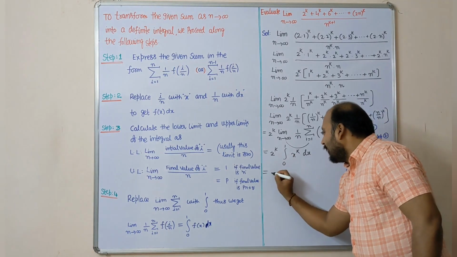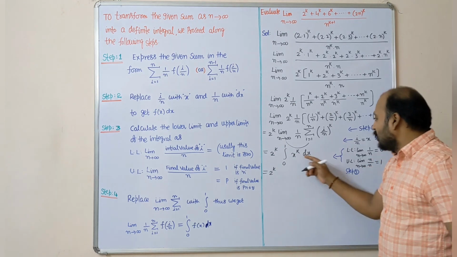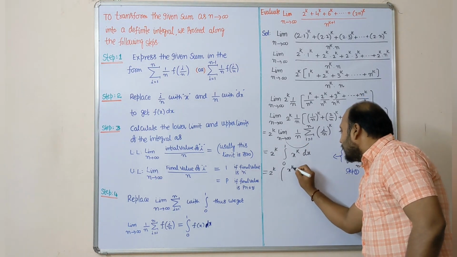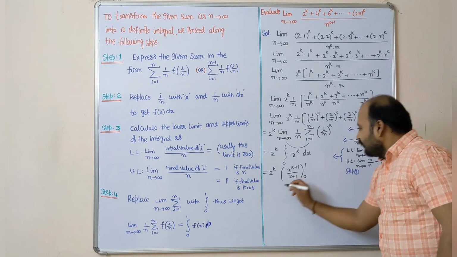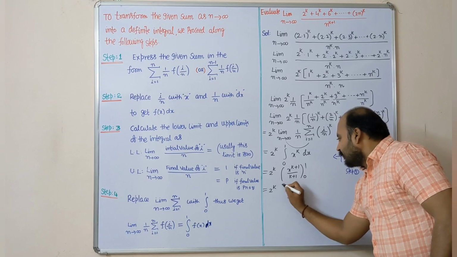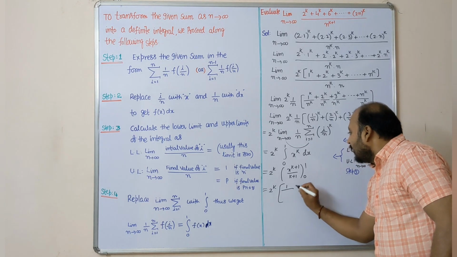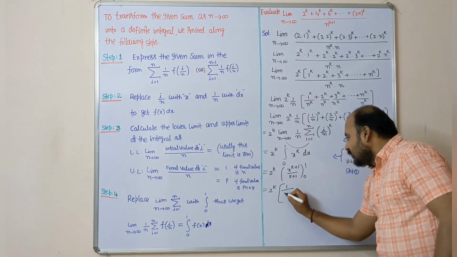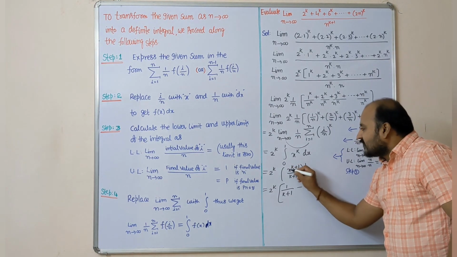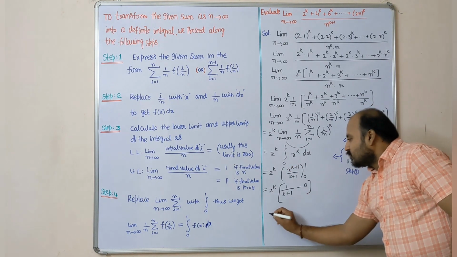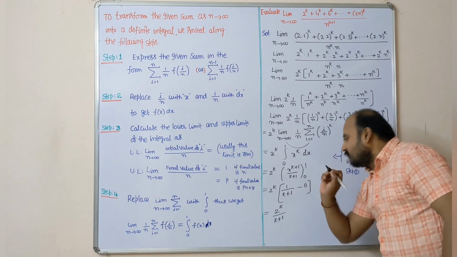So 2 power k. What is the integral x power n formula? x power n plus 1 by n plus 1. So x power k plus 1 by k plus 1. Applying the limits 0 to 1, which is equal to 2 power k. In place of x, substitute 1: 1 power k plus 1 is 1, 1 power anything is 1 only. Minus, in place of x, substitute 0. So that is equal to 2 power k by k plus 1.